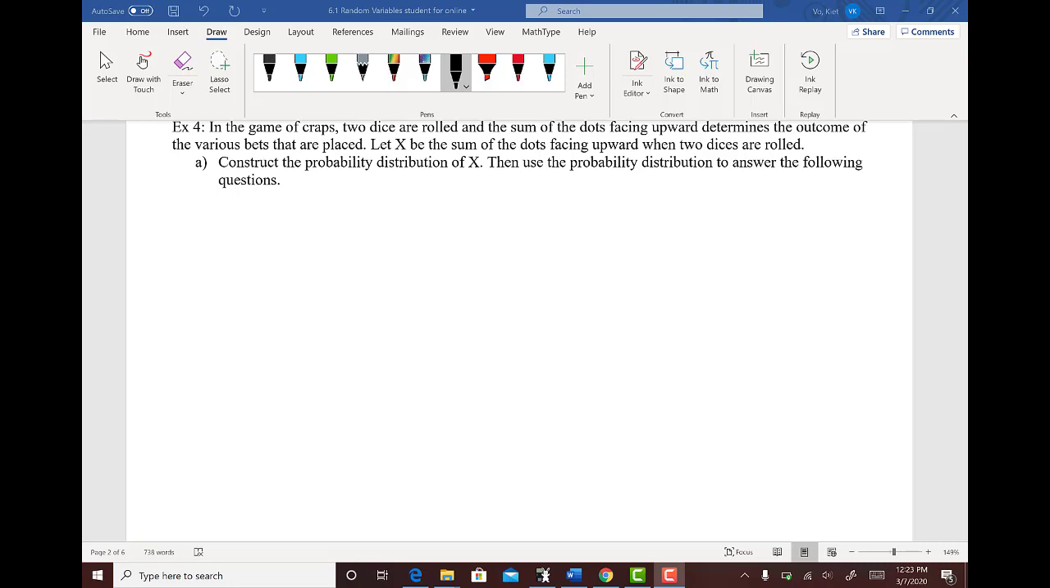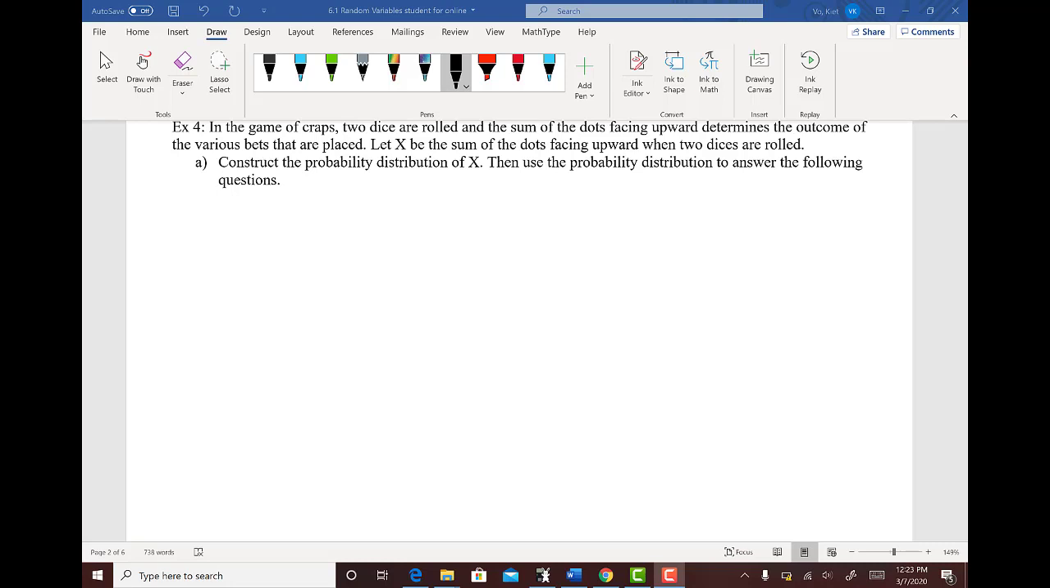And what we want in part A of this question is to construct a probability distribution for this random variable, which represents the sum of the dots from the two dice. And then from there, we're going to use the probability distribution to answer some questions. So let's think about this. How do we figure out the probability distribution for this random variable?